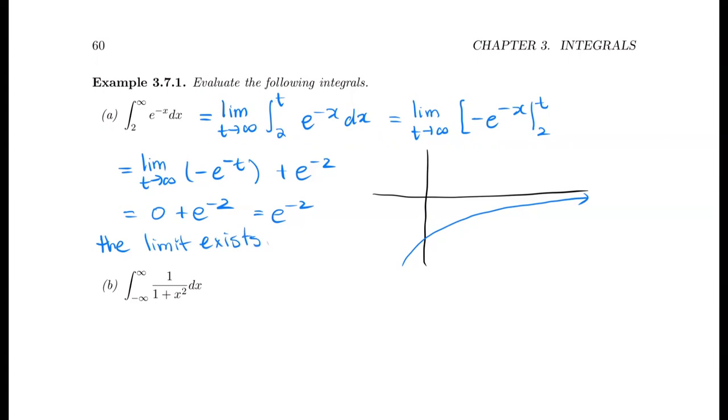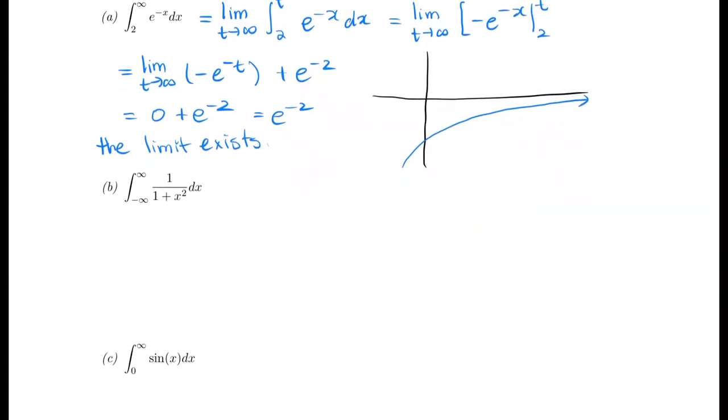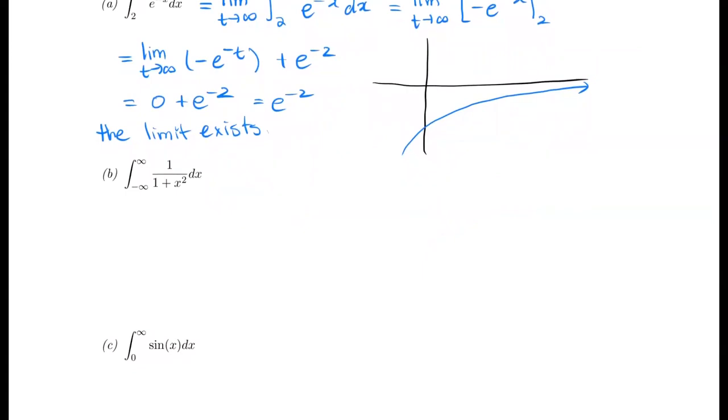Okay, so let's have a look at the second one. So we have here the integral from negative infinity to infinity of 1 divided by 1 plus x squared dx. So this is actually one of the integrals that we had a look at before. If you remember, the antiderivative of 1 divided by a squared plus x squared dx was equal to 1 over a tan inverse of x divided by a, plus c. So let's go ahead and put that in.